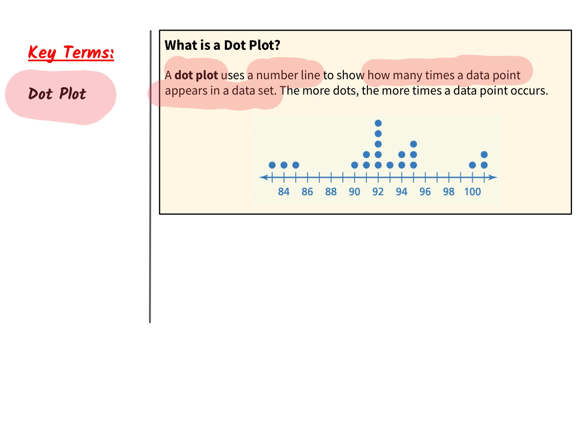Every single dot that you see in the dot plot is itself one piece of data in your set of data. So in here we've got 1, 2, 3, 4, 5, 6, 7, 8, 9, 10, 11, 12, 13, 14, 15, 16, 17, 18, 19, 20 dots. Therefore, in this data set, there were 20 pieces of data collected.